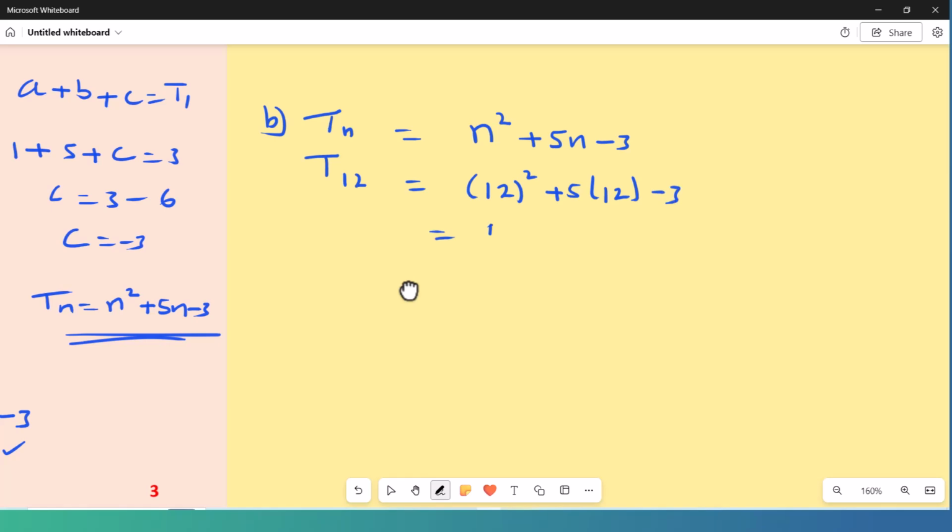Finally, this is going to be 144 plus 60, okay, this is 60 here, and then minus 3. So which answer do we get here? Anybody with a calculator? Calculators here, what do we get? Let's check it out here.